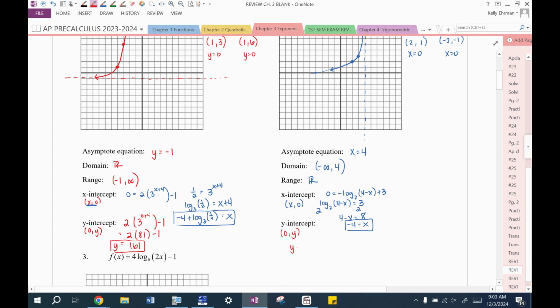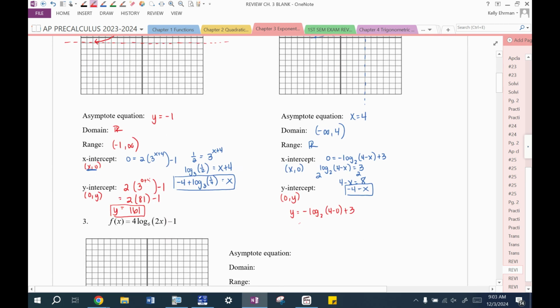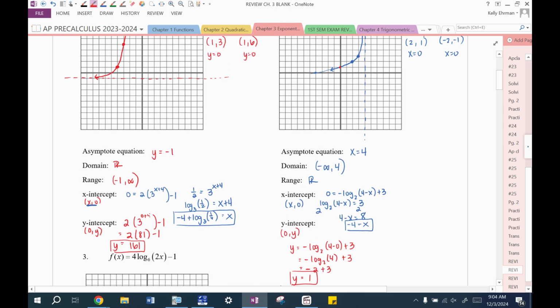So you would get y equals negative log base 2 of 4 minus 0, plus 3. Okay, so what is that? That's negative log base 2 of 4 plus 3. Remember, we can evaluate that. Log base 2 of 4 is just 2, right? Because 2 squared is 4. So this is now negative 2 plus 3. So the y-intercept is 1. Does that fall in line with what I have for my graph? Yeah, right there.